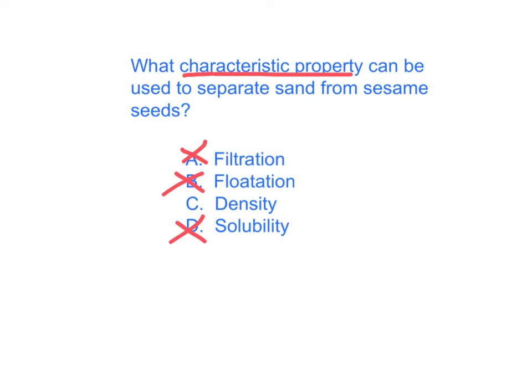Characteristic properties are things that you can measure about a substance. Separation techniques are processes that you do to mixtures. Make sure you get that down. The other way I could ask this question, instead of saying what characteristic property can be used, I could say, what separation technique would you use to separate two substances that do not dissolve but have different densities? I'll write that for you so you can see what that looks like.